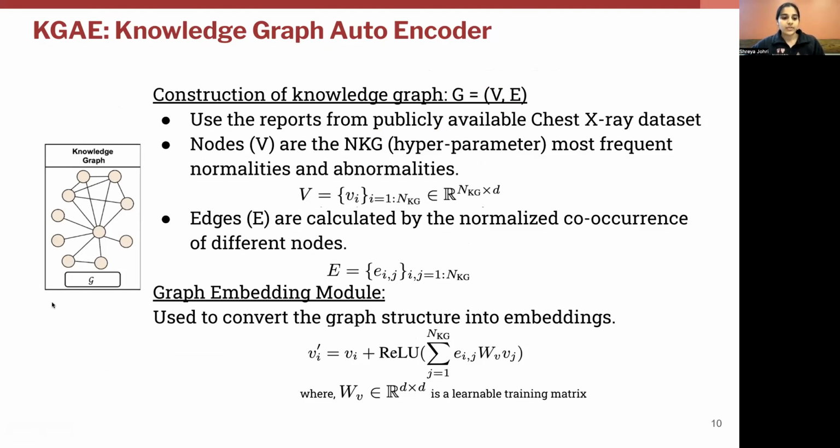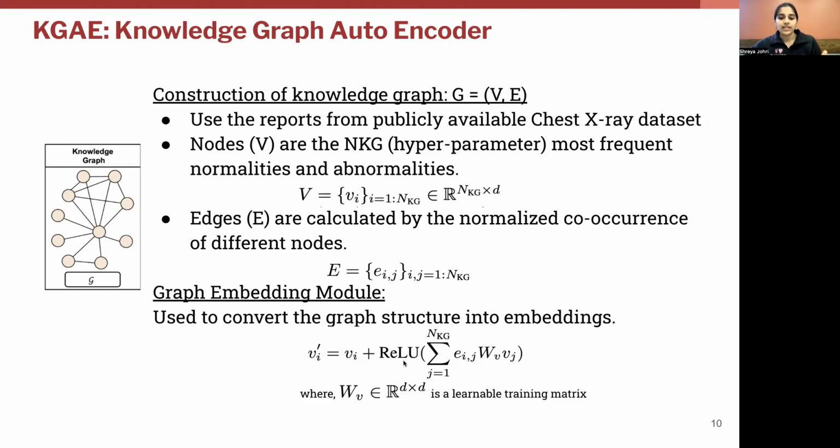So the first thing that we need for the model is to construct the knowledge graph. For constructing the knowledge graph, they are using reports from publicly available chest X-ray datasets. In this case, the nodes are basically the most frequent abnormalities and normalities that occur. The edges are calculated by some form of normalization on the co-occurrence of different nodes. And once you have this graph, then you want to again embed it so that we can then make sense of all this data. So to do this, they use a very simple approach.